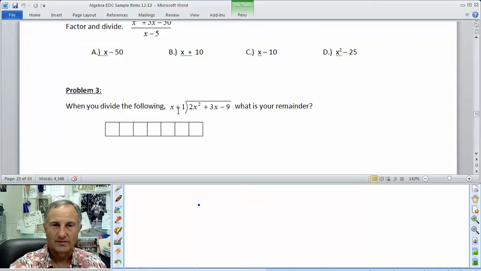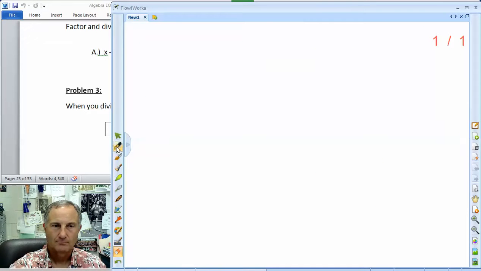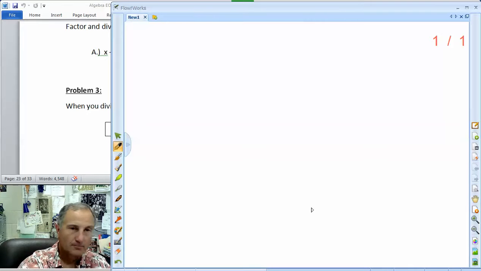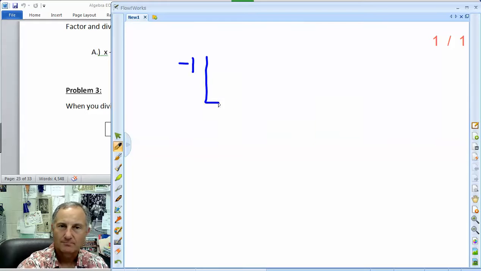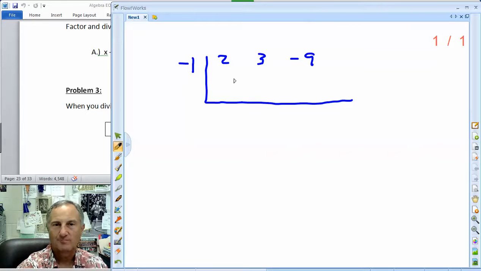Okay, so let's set this up using synthetic. I'm going to erase this right here. Okay, remember the x plus 1, so we take the opposite. We put a negative 1 here. We put the coefficients, that's 2x squared plus 3x minus 9. So we just put the coefficients. We bring down the first term, 2, and then we're going to multiply here. Negative 1 times 2, we put that up here. That's negative 2. We add going down.